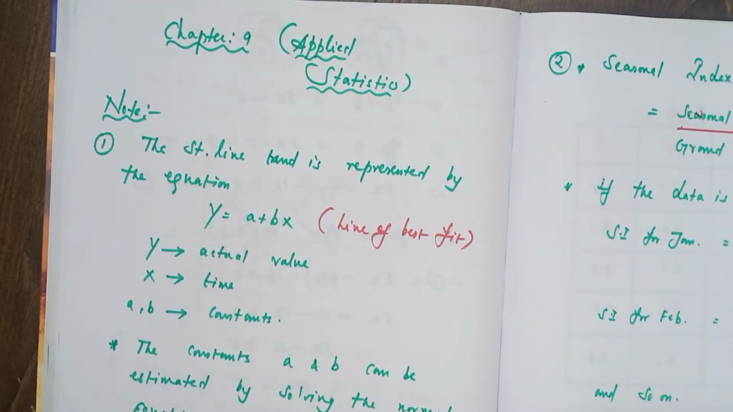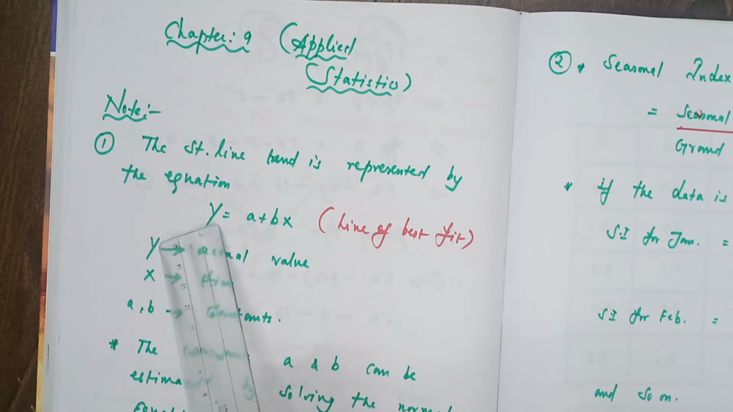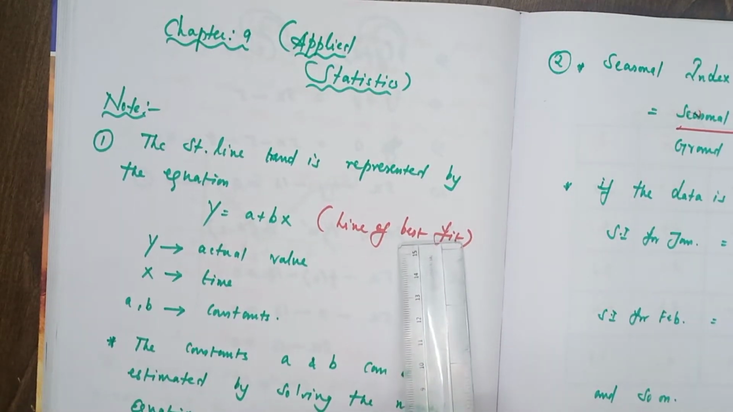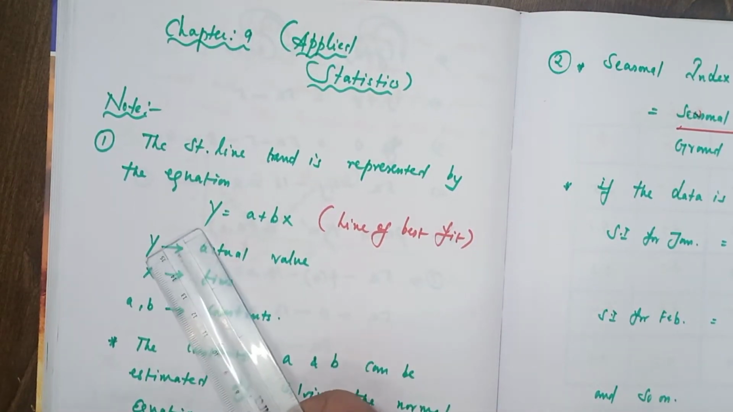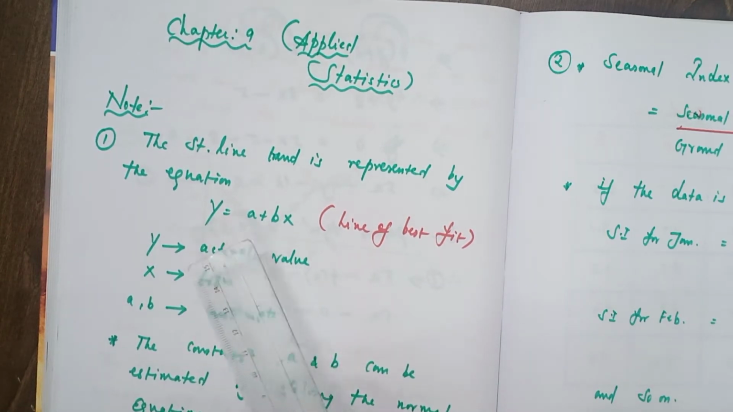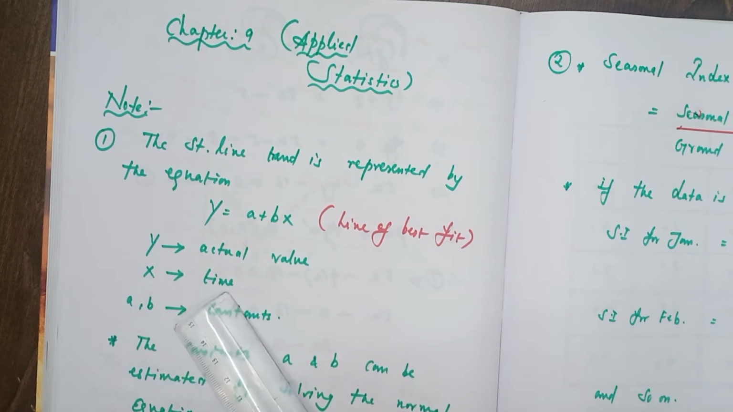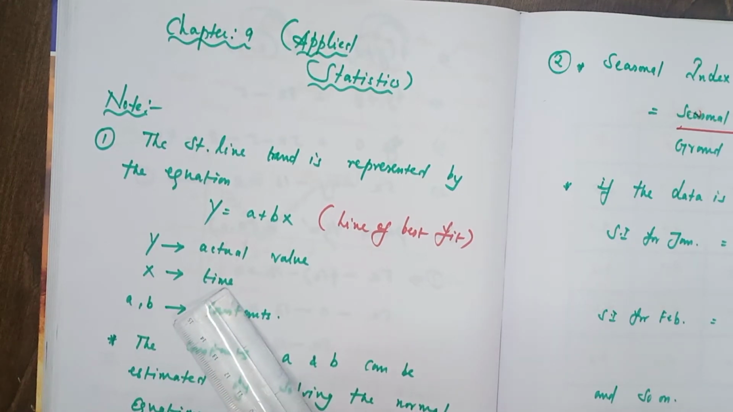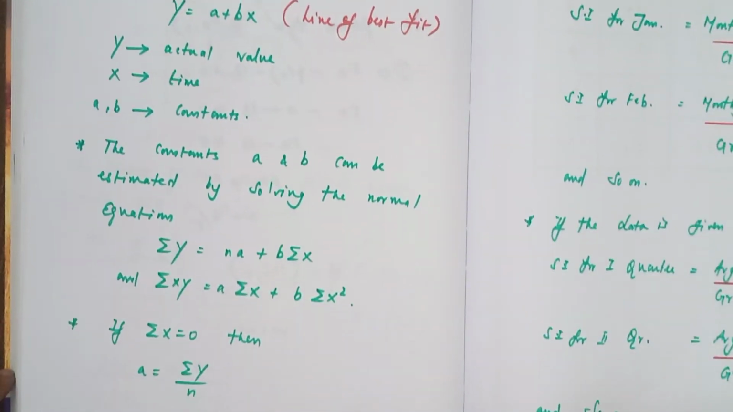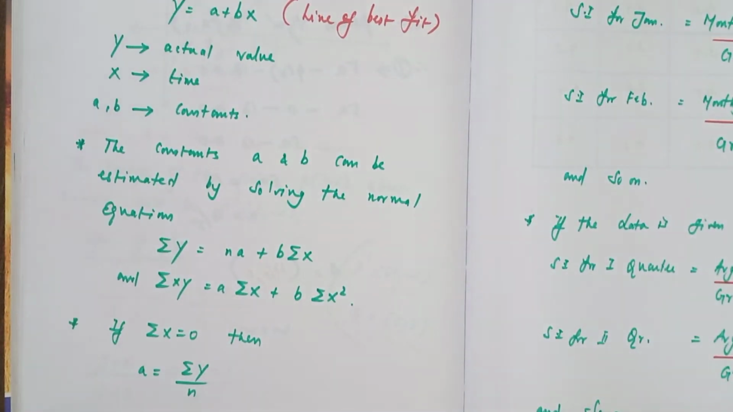First one, the straight line trend is represented by the equation capital Y equals A plus B into capital X. This is called the line of best fit. Capital Y refers to the actual value and capital X refers to time, and A and B are constants. The constants A and B can be estimated by solving the normal equations.